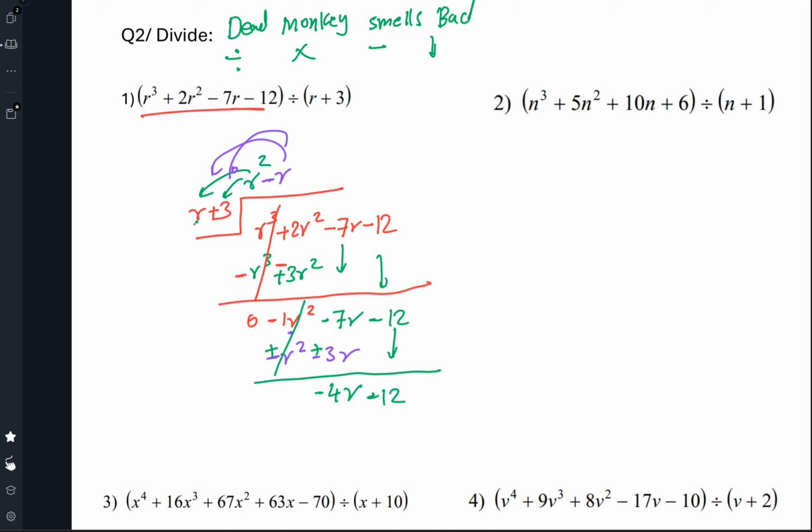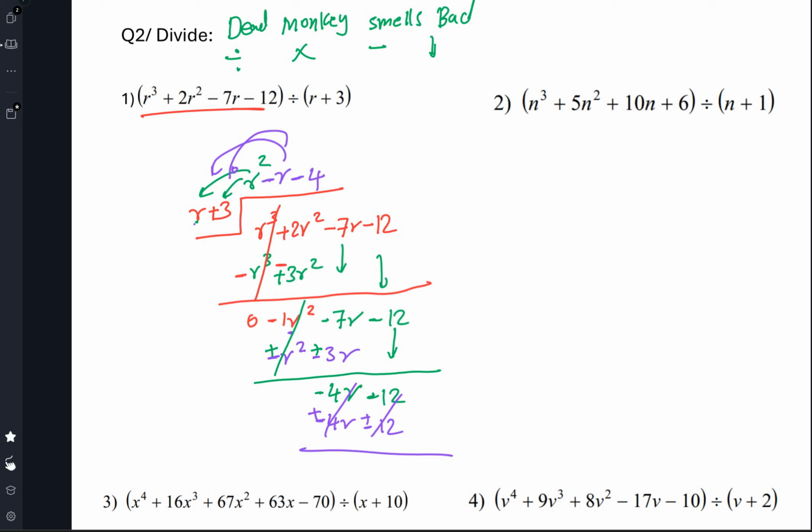Now divide these two together. Again, first term, students. We have negative 4r, and negative 4r divided by r, the r's cancel each other, so we only get negative 4. Then multiply: negative 4 times r equals negative 4r, and negative 4 times 3 equals negative 12. Change the sign to positive, so it will be 0. So the final answer is r squared minus r minus 4.